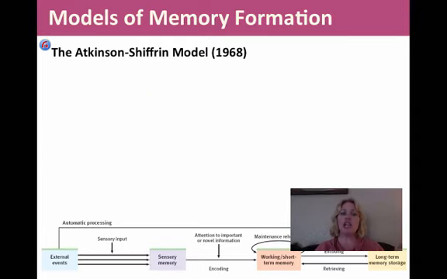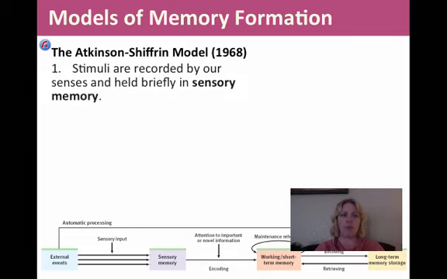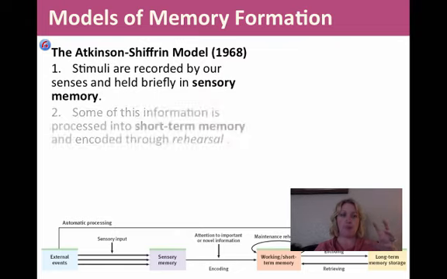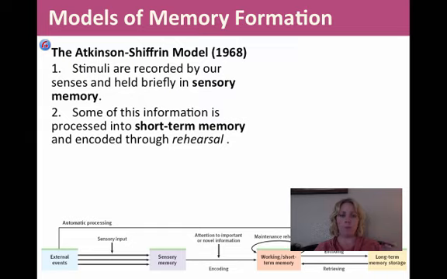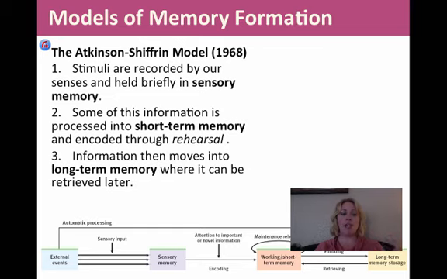The Atkinson-Shiffrin model is the current working form of memory. Basically what this says is that we have all this external stimuli going on, and it's briefly recorded by our sensory memory. Then whatever we pay attention to is processed into our short-term memory and then encoded through rehearsal. Rehearsal means practice. That information then moves into the long-term memory where it can be retrieved later.